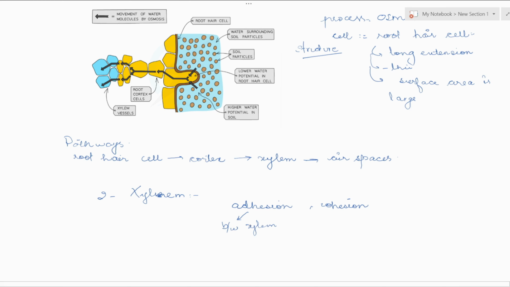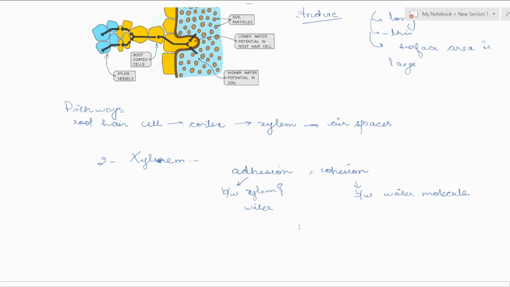This means hydrogen bonding: between xylem and water it is adhesion, and cohesion is between water molecules. I guess you might have discussed in chemistry that water molecules are attached to each other through hydrogen bonding. So when one molecule moves up, the other also moves up. Now why do they move up? They move up with the third force, which is quite important, which is transpiration.